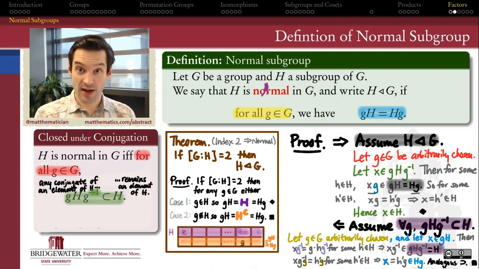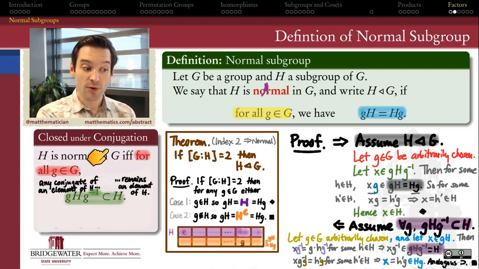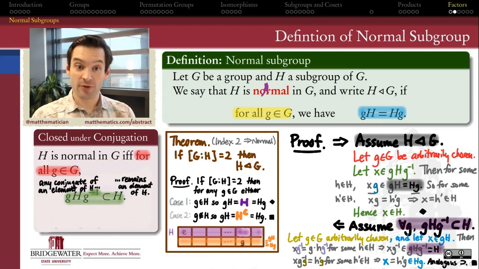Or another way of understanding that is that the normal subgroups are the subgroups that are closed under conjugation. That if I conjugate an element from H by any element from my larger group G, the result is going to remain within H. Normal subgroups are our key building blocks to understanding how to break a group apart into its factors, and its factors are what we're going to look at in the next video.